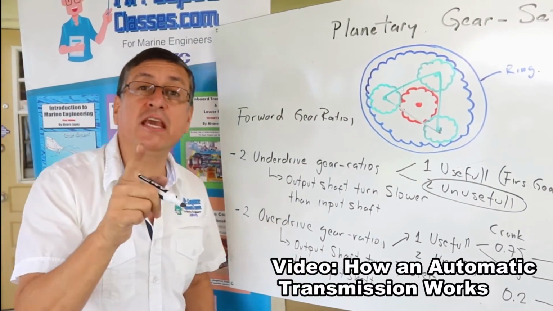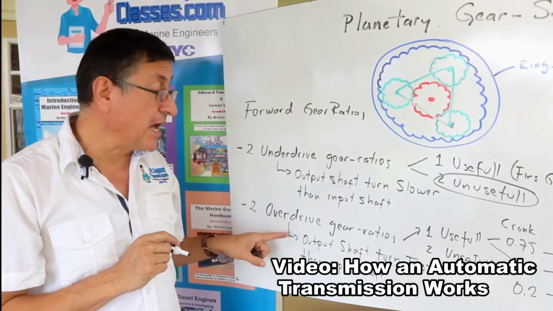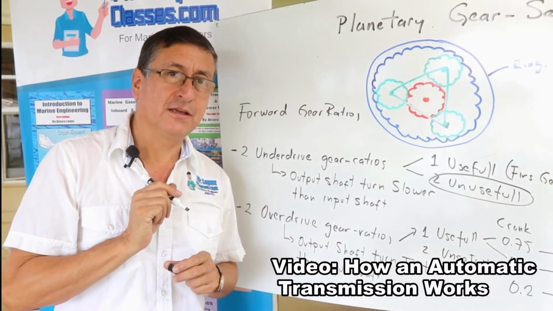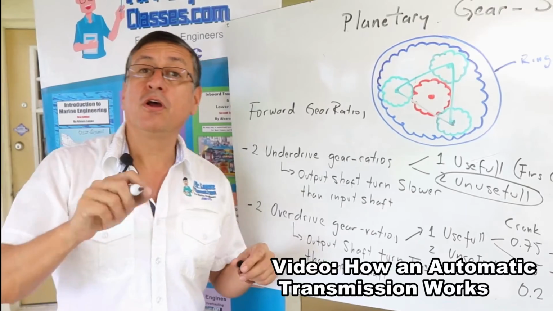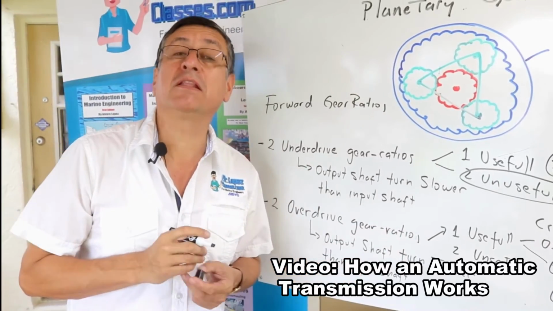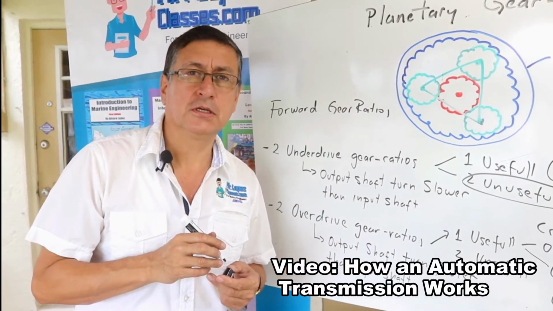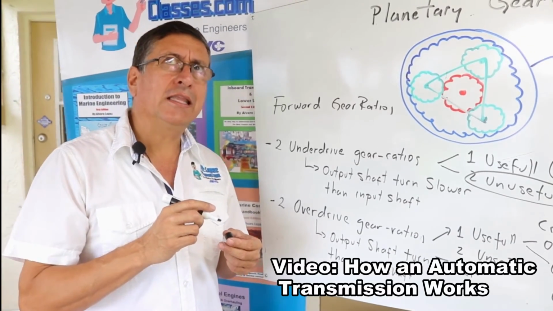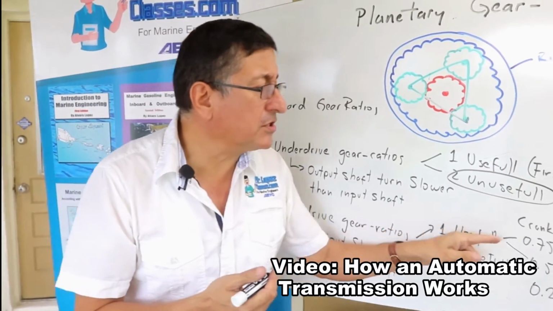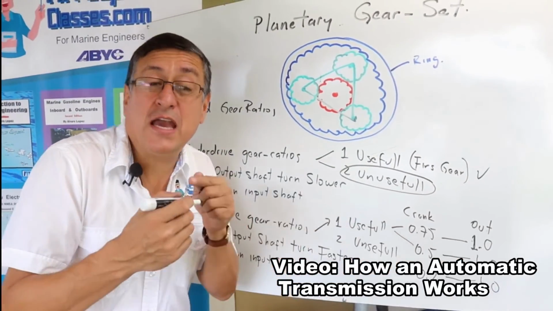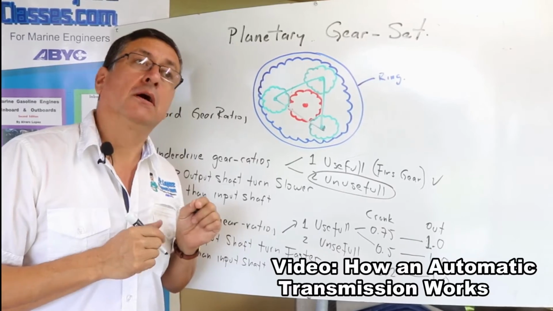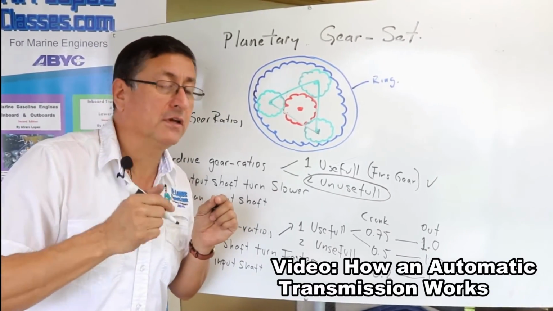The same with overdrive gear ratios. What is the meaning of overdrive? It is that the output shaft is spinning faster than the input shaft. Yes. For example, 4 gear, 5 gear in a 5 speed transmission or 4 speed transmission. What is the meaning of that? The output shaft turns faster than the input shaft. The gear ratio is 0.75 turns of the crankshaft produce 1 turn of the output shaft. Okay, this is overdrive.